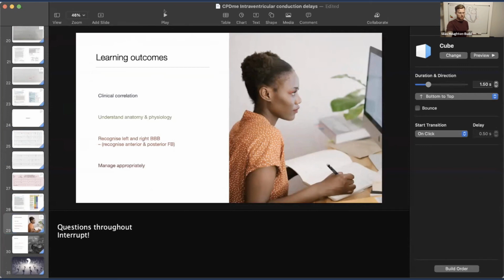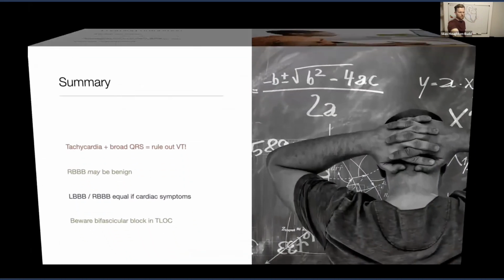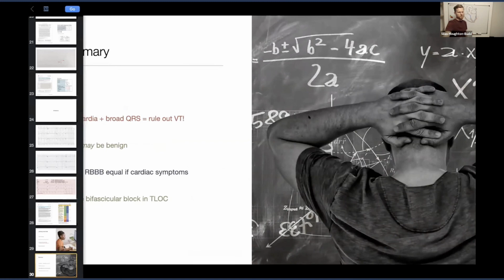I lost my button. So that shouldn't say learning outcomes, that should say summary. So there's a few summary points to take away. Hold on, that's not the right thing. Here we are.